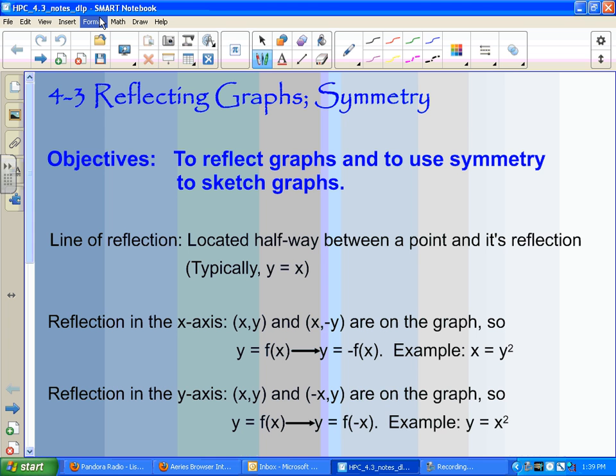So we got reflecting graphs. So this is going to lead us into inverse functions. Do you guys remember that stuff from Algebra 2? What do we remember about inverse functions? We switch x and y's, right? We solve for y's. Graphically, what was the trick to doing graphs of inverse functions?